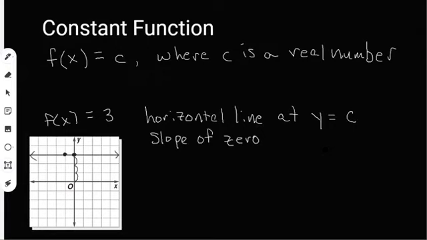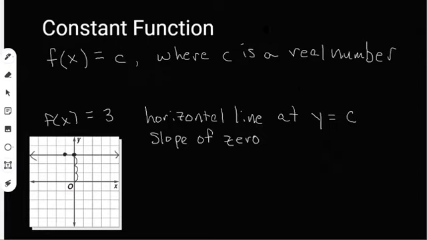And the number could be a positive number, like I did in that example, f of x equals 3, but it could also be a negative number, right? It could be f of x equals -5, or it could be f of x equals 0. As long as it's any real number on the other side, that's going to be called a constant function, okay?